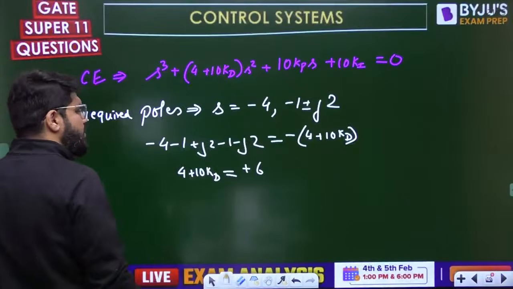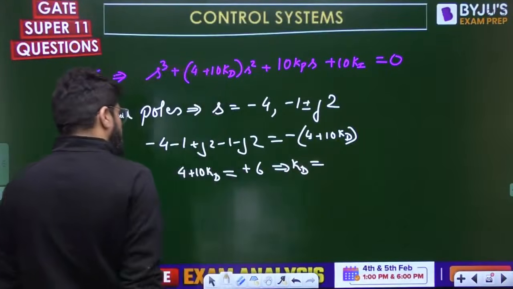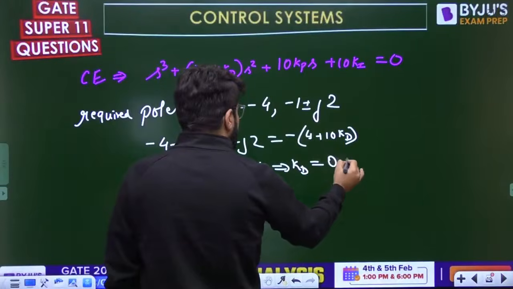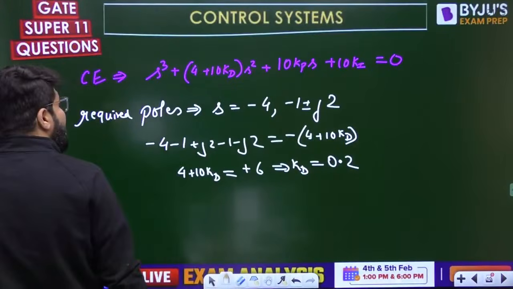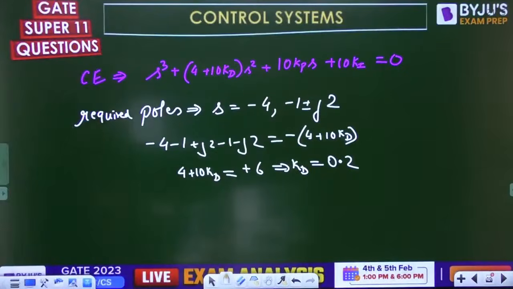Simple. So from here, 4 plus 10 KD is equal to -6, minus cancelled here, that is equal to 6. So from here the value of KD should be 2 divided by 10, 0.2. Then let's go to the last coefficient that always represents the product of the roots.